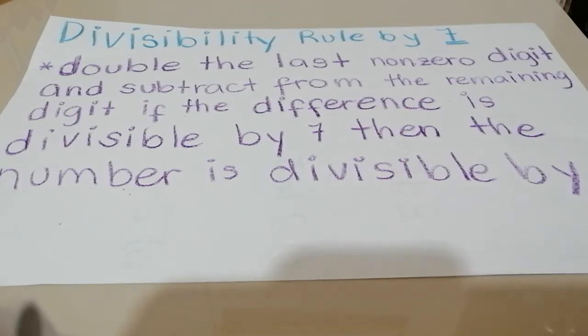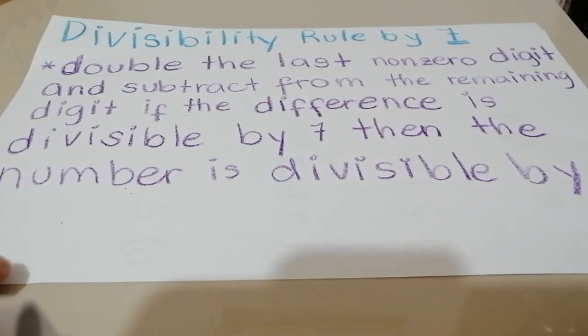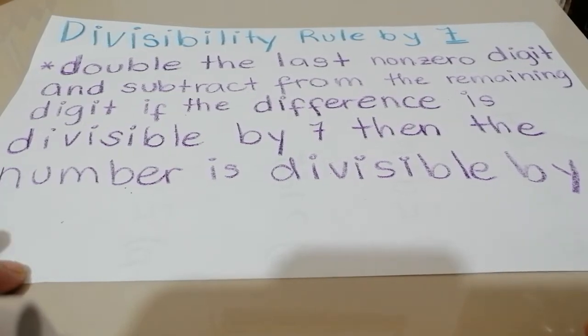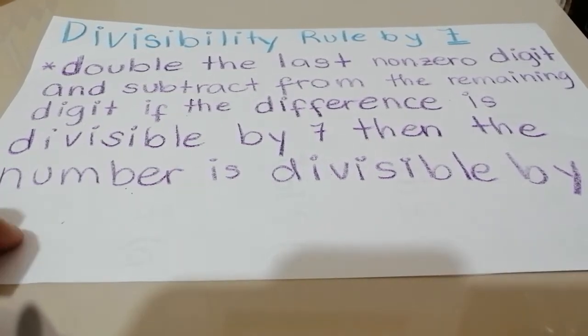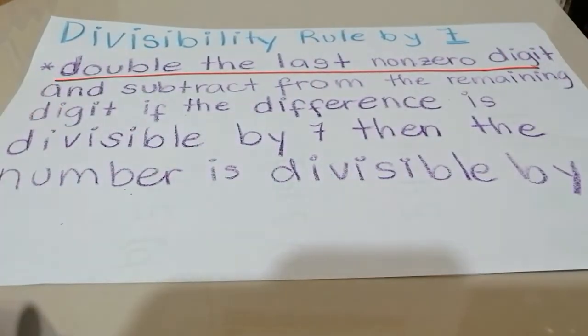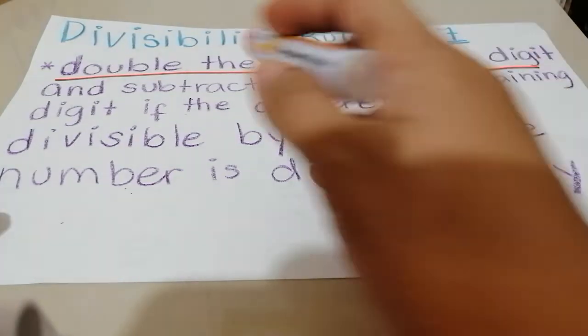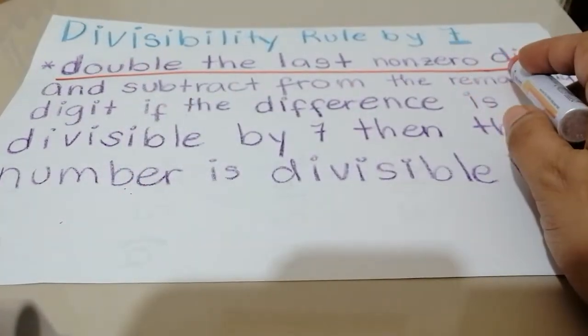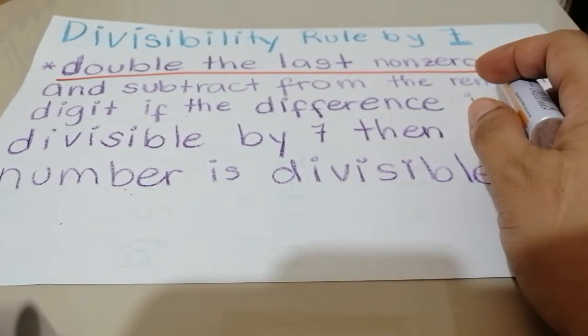So for you to know if a number, may it be small or big, is divisible by 7 or not, you only need to remember this rule. Firstly, you need to double the last non-zero digit. What does it mean when we say double? You are going to multiply it by 2. So the last non-zero digit, multiply it by 2.